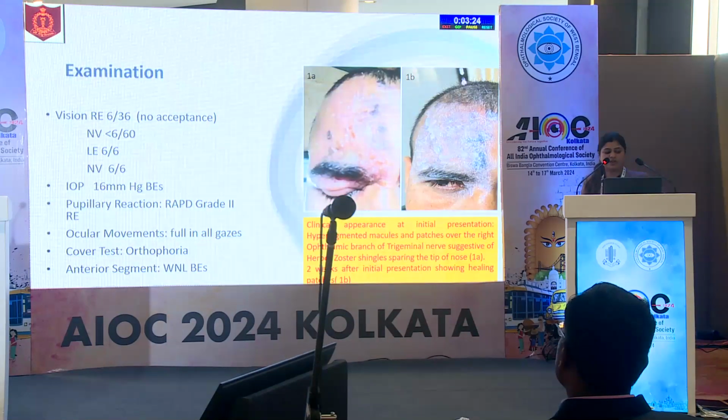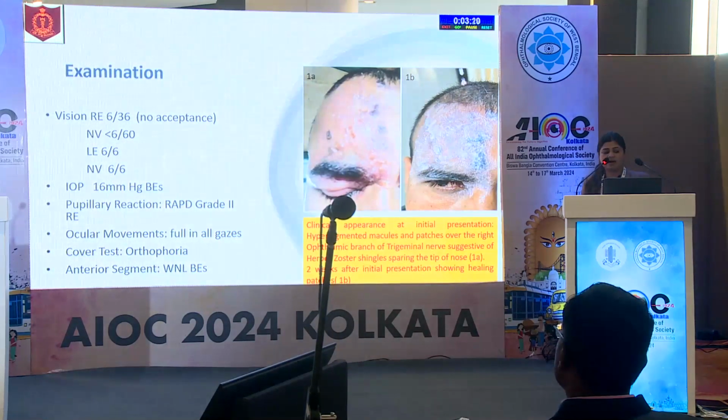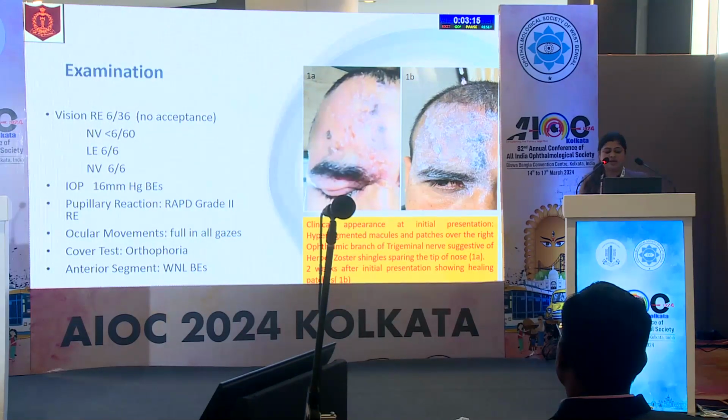On evaluation, the patient had uncorrected visual acuity of 6/36, which accepted no further correction, and the left eye was normal. The IOP was also normal. The RAPD grade 2 was seen in the right eye. The ocular movements were full and free in all the gazes, and it was orthophoria on the cover test. Anterior segments were essentially normal in both the eyes.